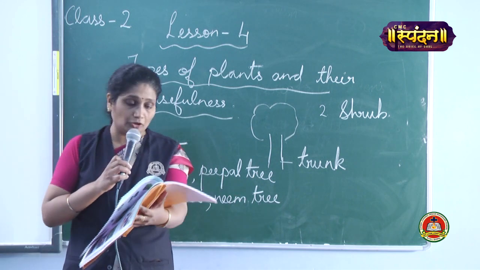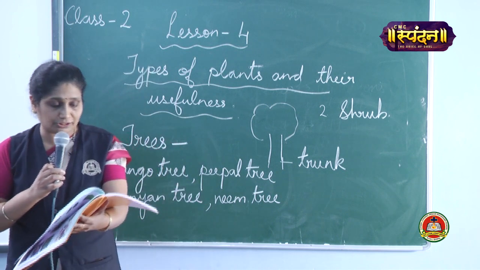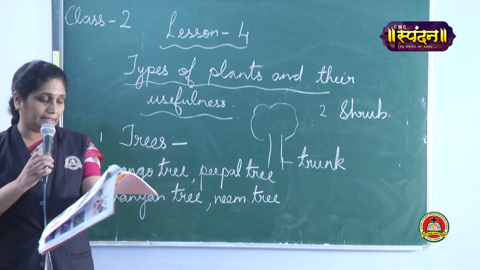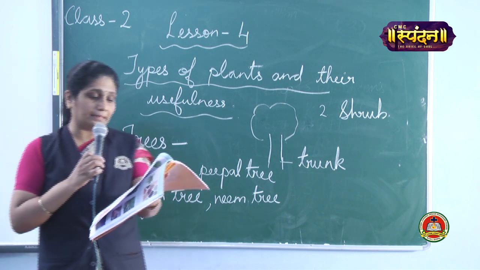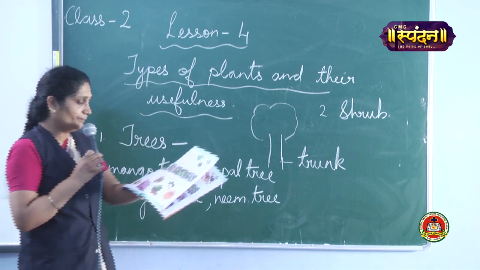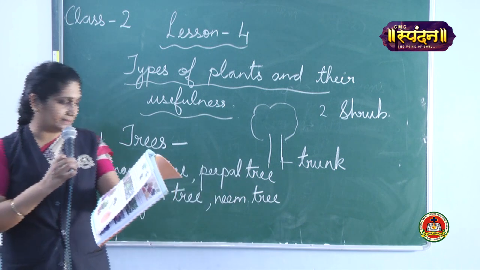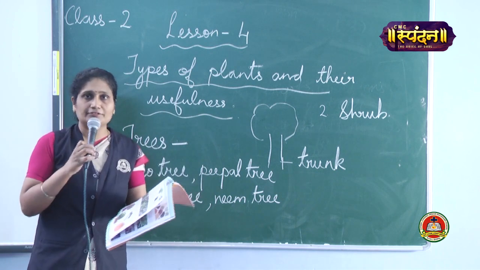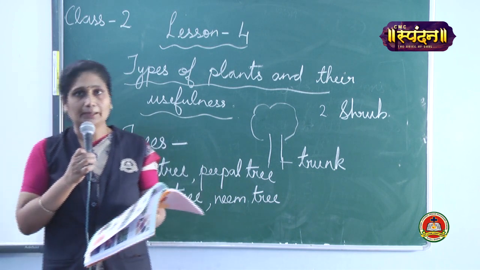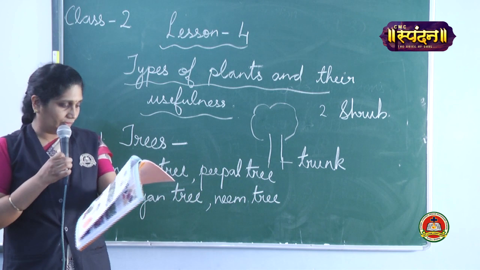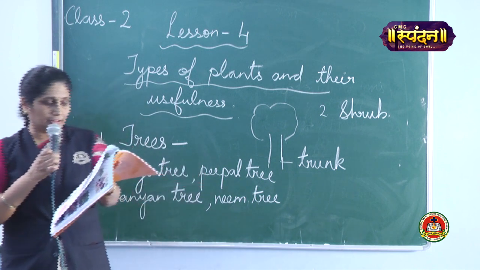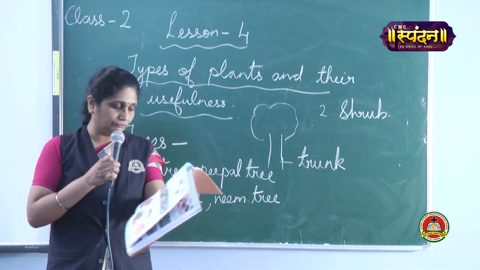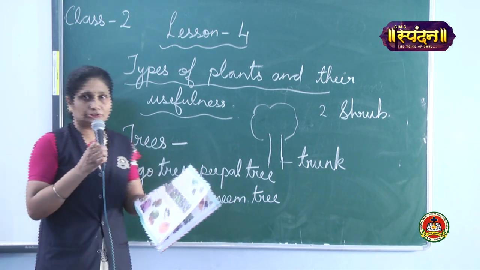A shrub is a smaller plant. It does not have a strong trunk. It does not have the trunk like tree. It has many branches at the base. It lives for many years. Okay, children. So, this shrub lives for many years, not like tree, but lesser than tree. Some shrubs give us beautiful flowers. The rose, bougainvillea, shoe flower and sunflower are shrubs.